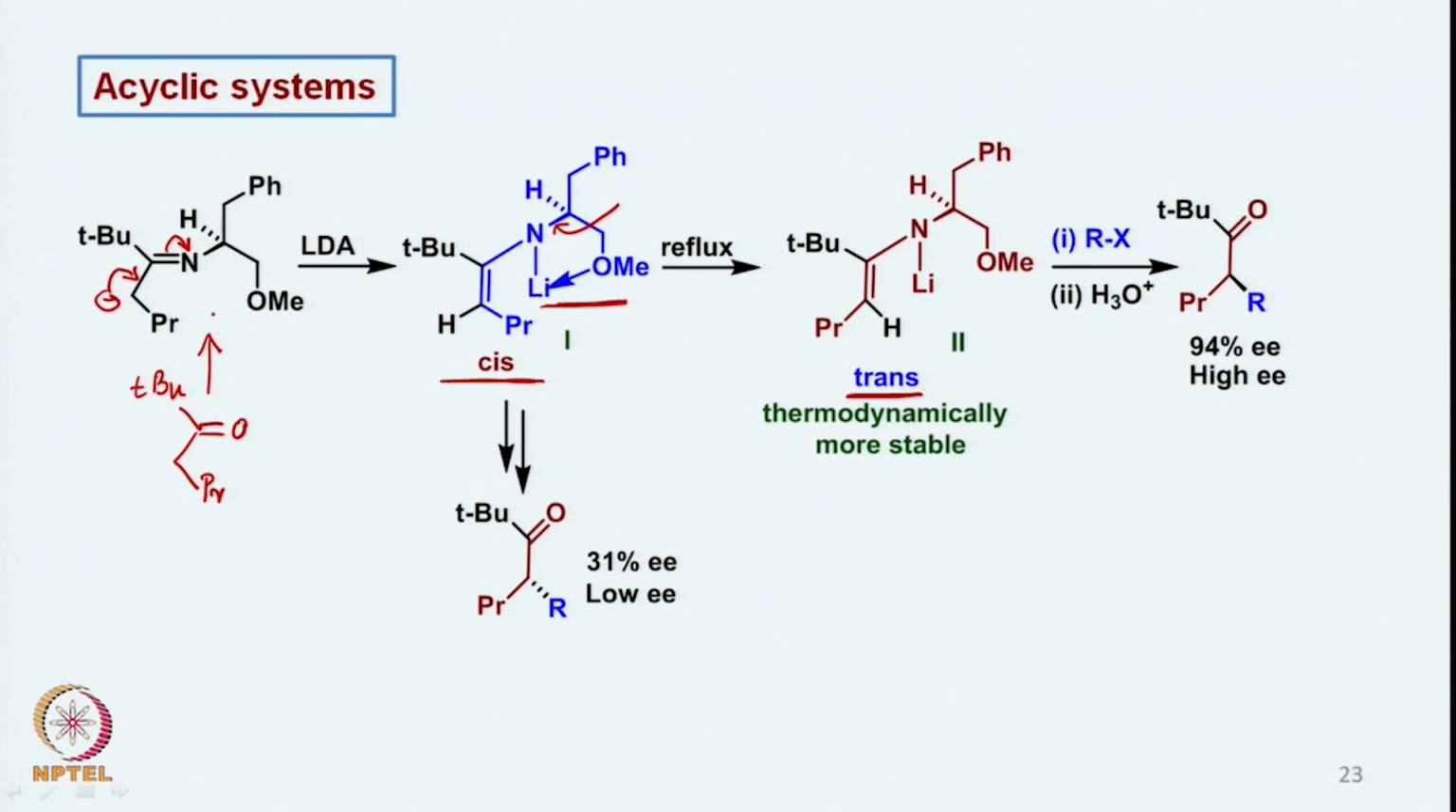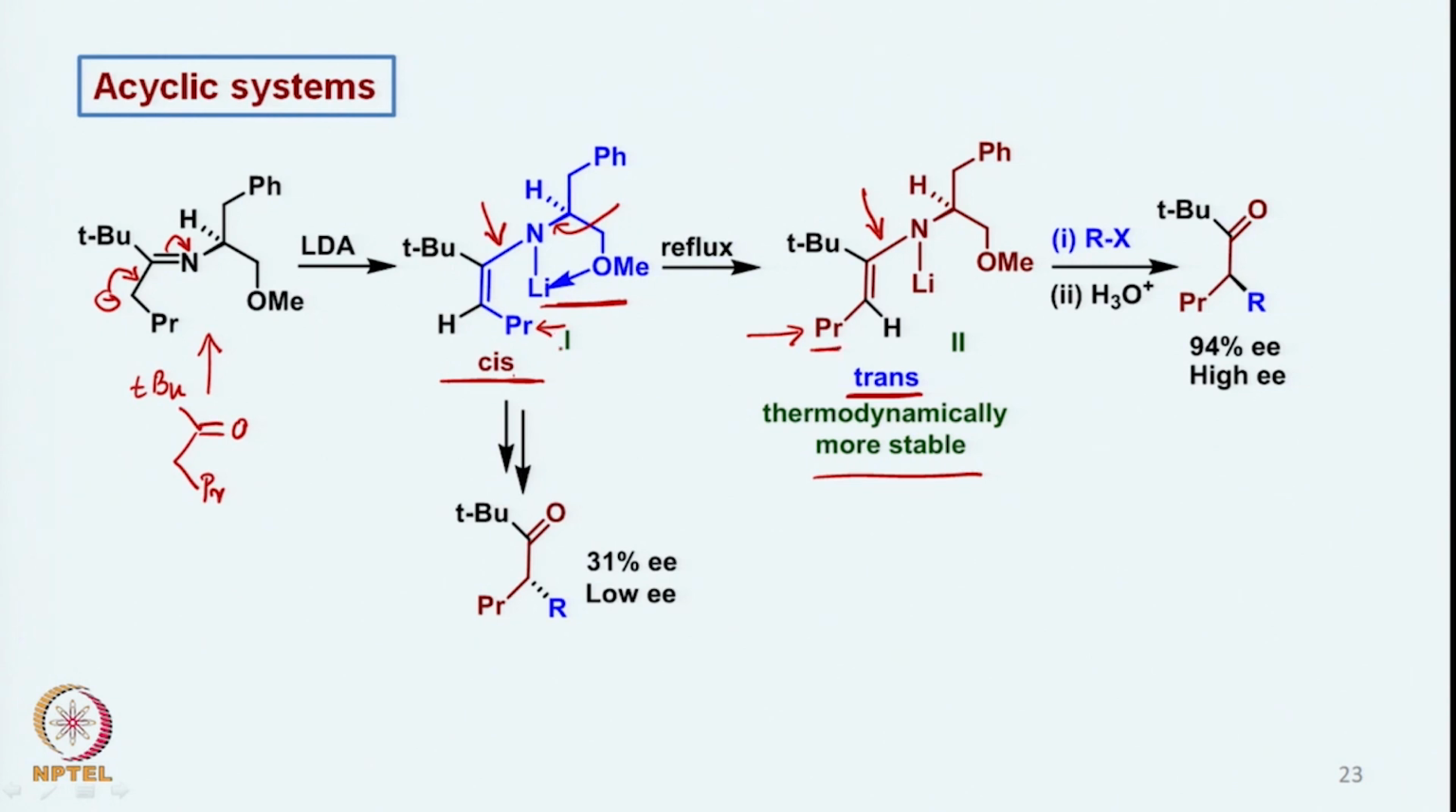When the deprotonation takes place, we can get this cis enamine, where this particular group and this group here are cis to each other. Or if we heat it, then this group and this group are trans to each other. This is thermodynamically more stable because the propyl group and the nitrogen based group are trans to each other.